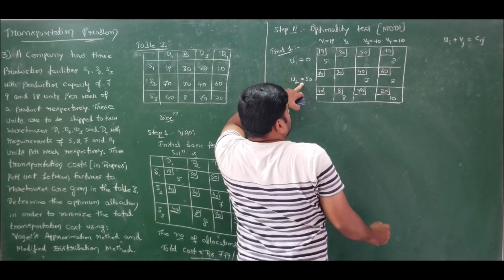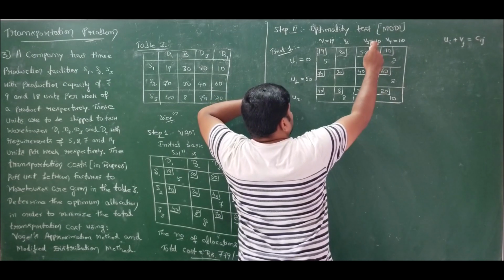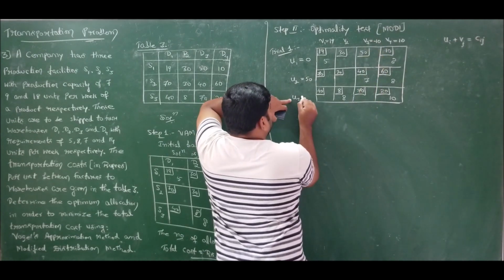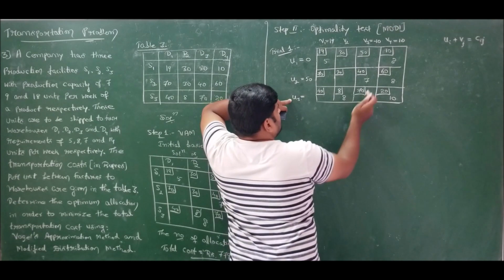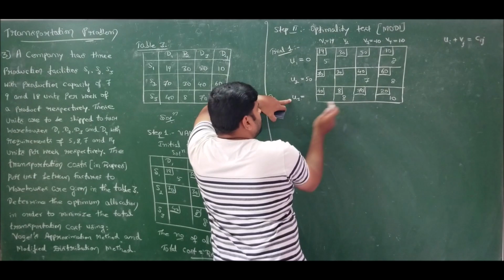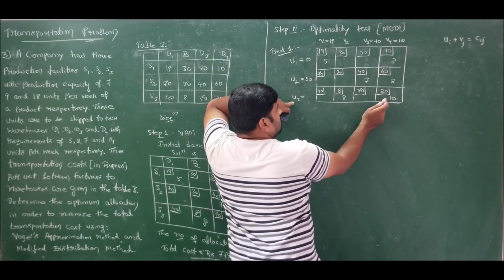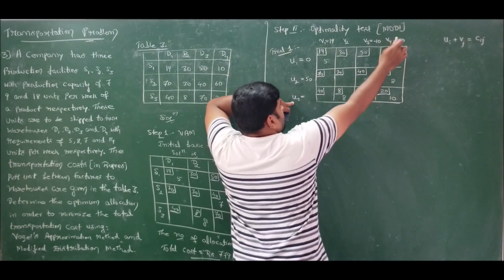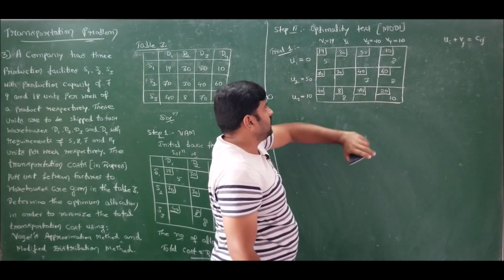Correct? Next, I know the value of V3. Now I can find the value of U3. So it is not possible, because there is no allocation here. So therefore using V3 I cannot find U3, but using V4 I can find U3 because we have allocation here. Cost is 20, V4 is 10, therefore U3 should also be 10. 10 plus 10 is 20.